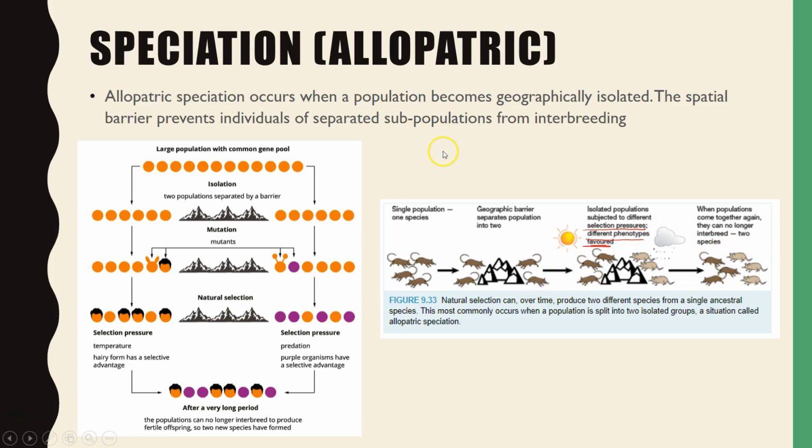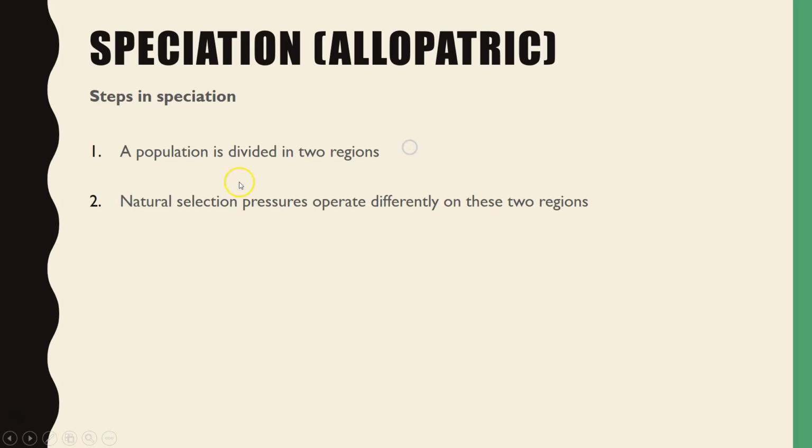That is allopatric speciation. So the steps are: a population is divided, natural selection processes operate differently on these two regions, and there's no gene flow. Because if there was gene flow, that means the species will remain related. They'd share the same genes. Specifically, there has to be no gene flow between the two populations.